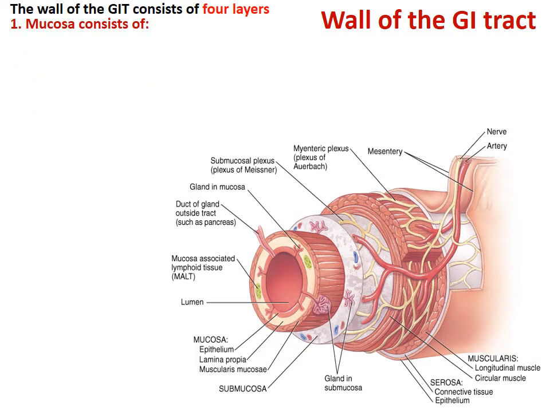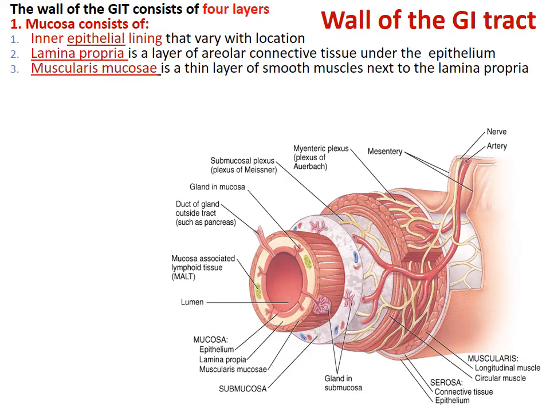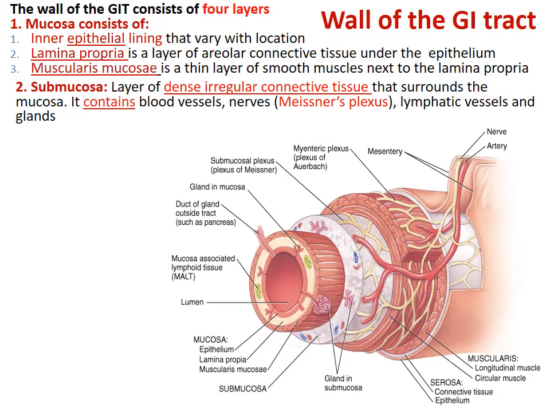In the next slide, wall of the digestive system, four layers. Mucosa consists of three layers: the inner epithelial lining that varies with location. From the esophagus to the anus, we have simple columnar epithelium, right? Lamina propria is a layer of areolar connective tissue, meaning loose connective tissue that can be compressed easily, under the epithelium. Muscularis mucosa is a thin layer of smooth muscle next to, and below, the lamina propria.